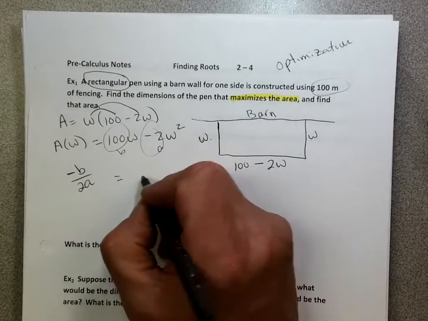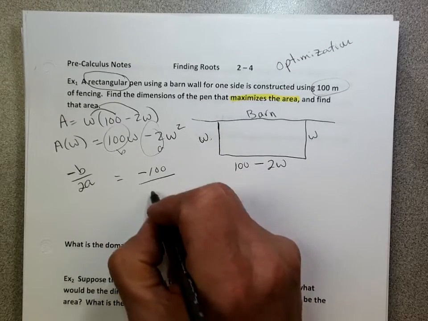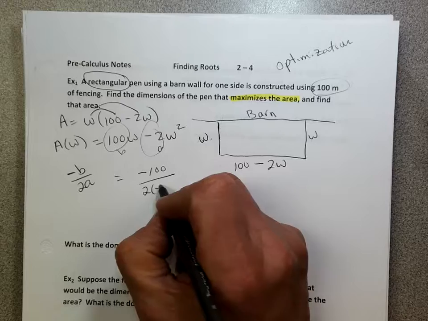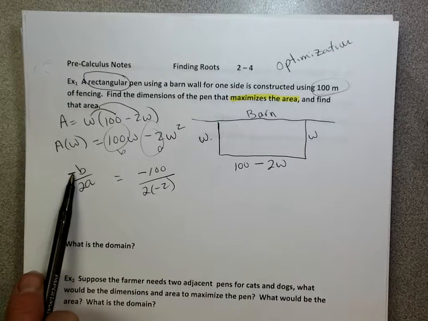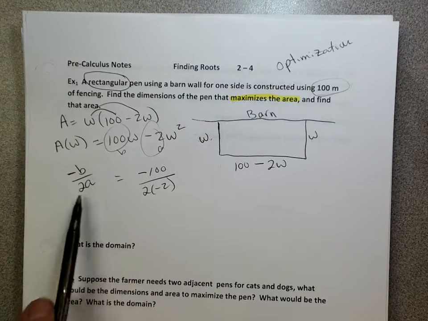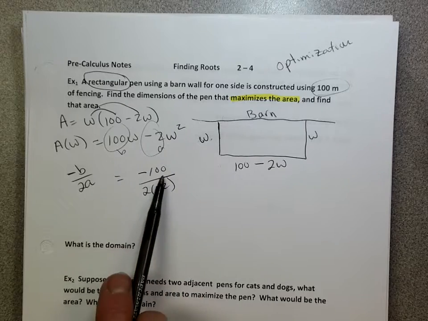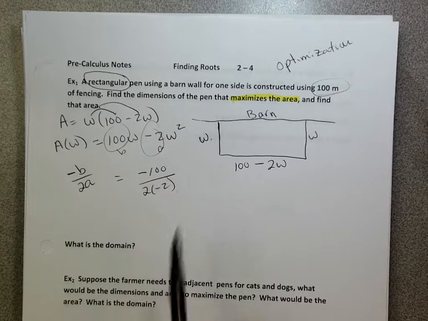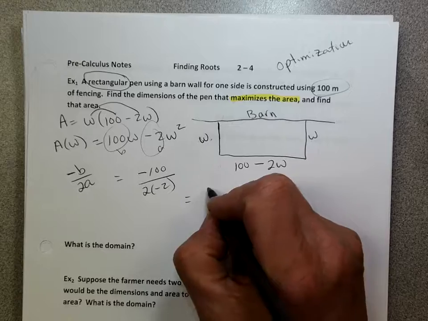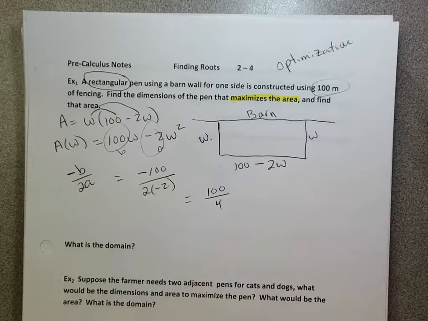So we'll do negative b, which is negative 100, over 2 times a, which is negative 2. I'm just using my formula, negative b over 2a. So I've got negative 100 over 2 times negative 2, which should make 100 over 4.